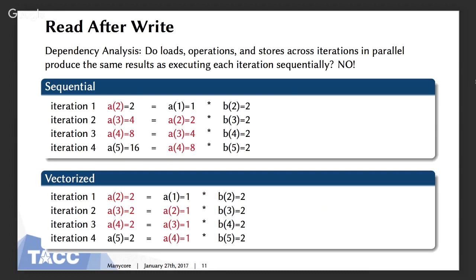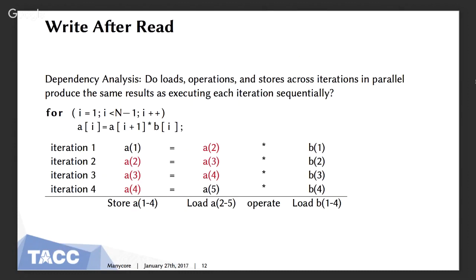8 times 2 is equal to 16. Now I can think about what if I did this in vectorized mode, where I load up all of my A's, which all start out at 1, remember, and all of my B's, which all start out at 2, and then I do them all simultaneously. They're all going to have the same value, 2. So we can compare the sequential version versus the vectorized version and see, okay, these are different. This is not going to vectorize. And so sometimes that's a nice way to do dependency analysis. Just write out a few iterations, wrap your head around it.